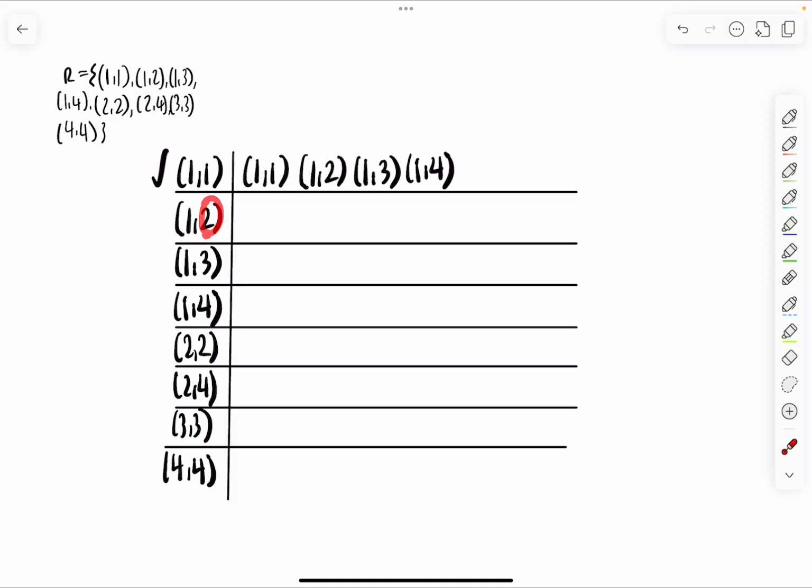This is your B value. You're going to look at all of your points. So you want points that start with 2. So this one and this one. So you're going to add 2, 2 here and 2, 4. Same algorithm. Look at your outside values. So is there a 1, 2? Yes, there is. Or 1, 4? Yes, there is.